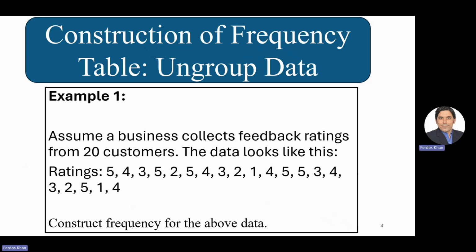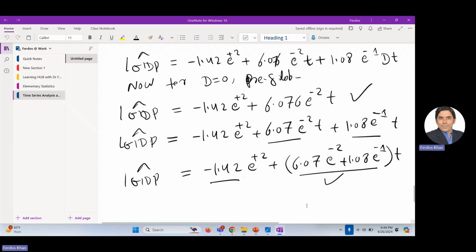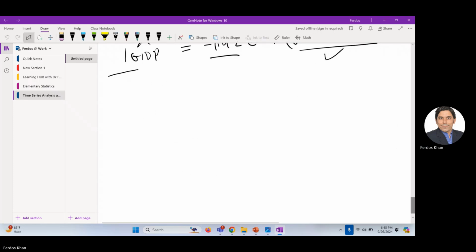So look at this. This is the data. You can arrange this data, and the first step is to sort the data. So let's move to a note to see how we can do this. We can write on this, so it is easy to handle things. Okay, now sort the data.